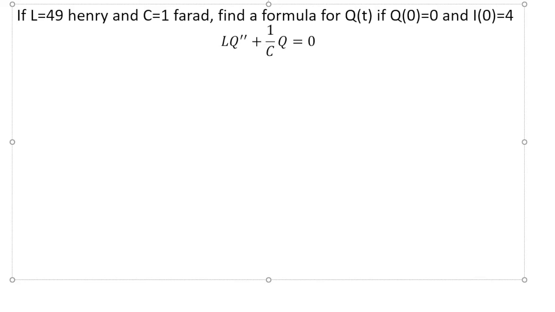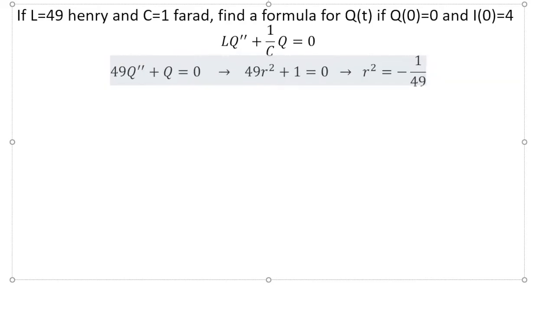LC circuit. All right, so for this one, let's try to solve it for L equals 49. So 49 Q double prime plus, C is 1, so it's 1 over 1, Q equals 0, or this would simply be just 1. And therefore, to solve this, you would need to write down the characteristic equation, which is 49r squared plus 1 equals 0, which says r squared is equal to -1 over 49.